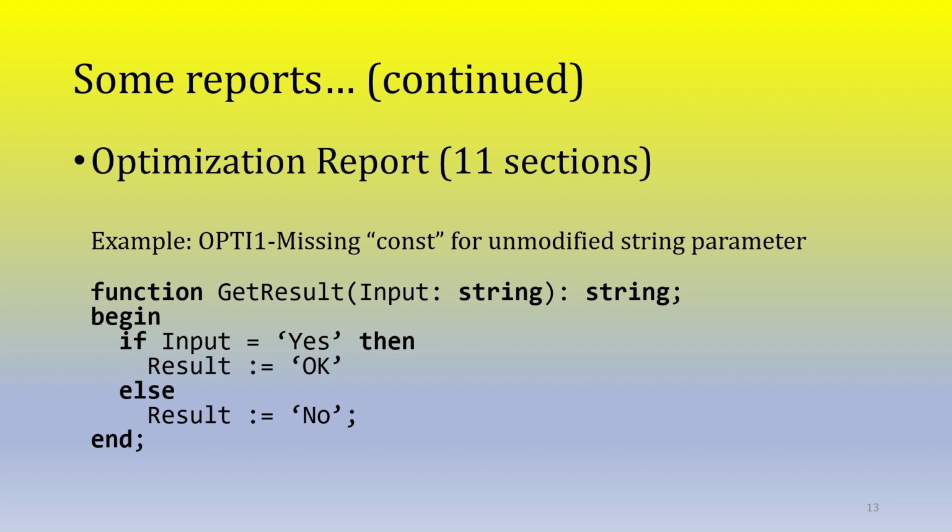The optimization report displays possible optimizations for the source code. In this example, OPTI1 is reported for the parameter input because for performance reasons a reference-counted string should be passed with const. The recommended solution is to rewrite the parameter as const input: string.